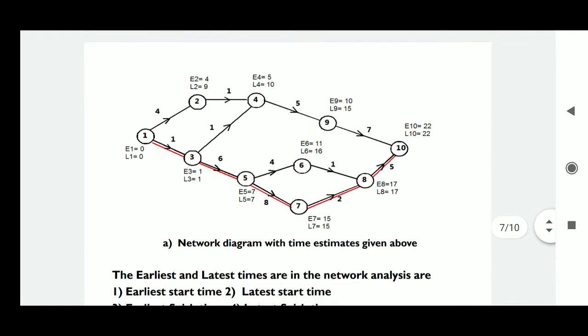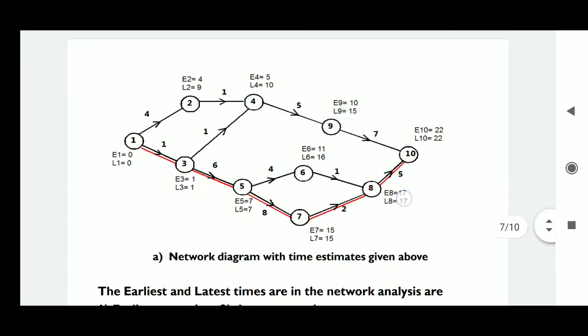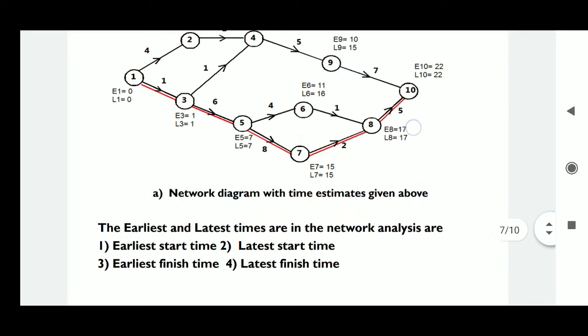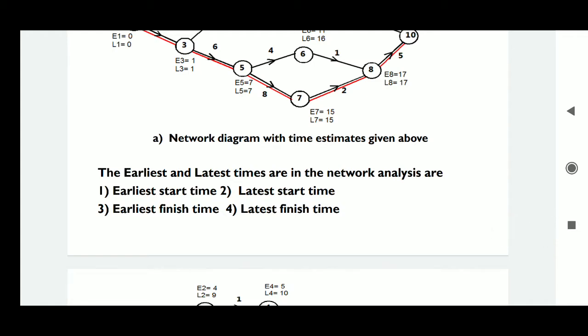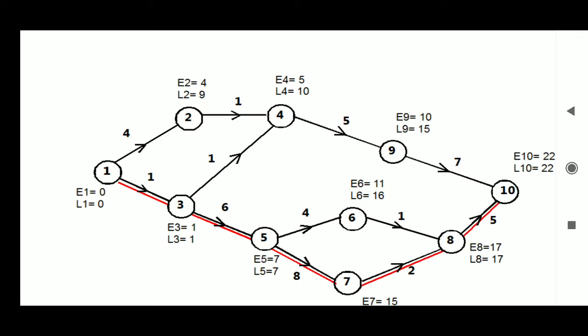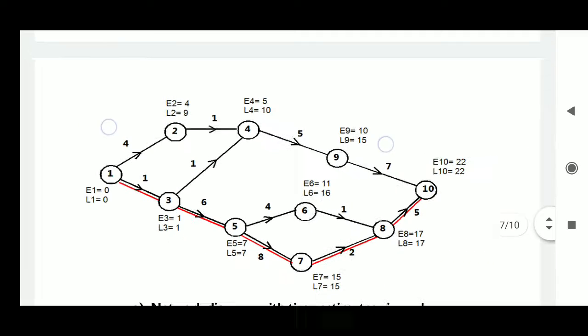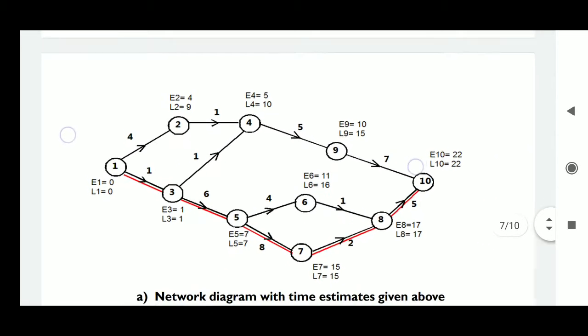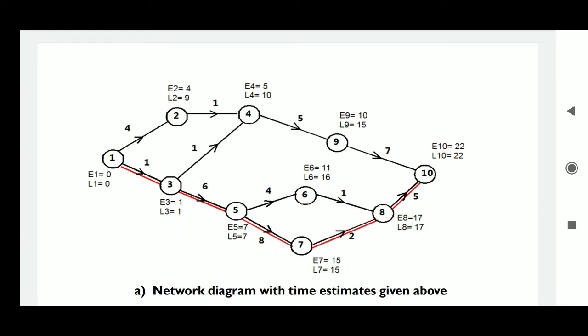Now there are four time estimates that need to be calculated in the critical path method: the earliest start time, latest start time, earliest finish time and latest finish time for each activity. Suppose the activity 1-2 is taken, what will be the earliest start time, meaning the earliest the activity can start, or the latest it can start. Similarly the latest finish as well as the earliest finish of that activity. These timings are calculated for the purpose of utilizing the resources properly, the manpower and machinery. So these four time estimates are very important.